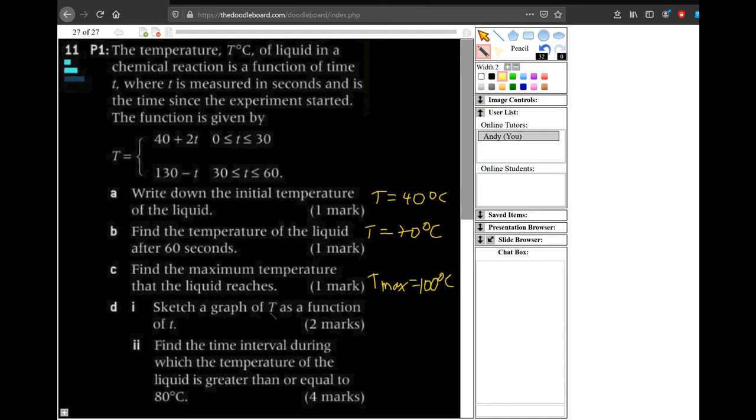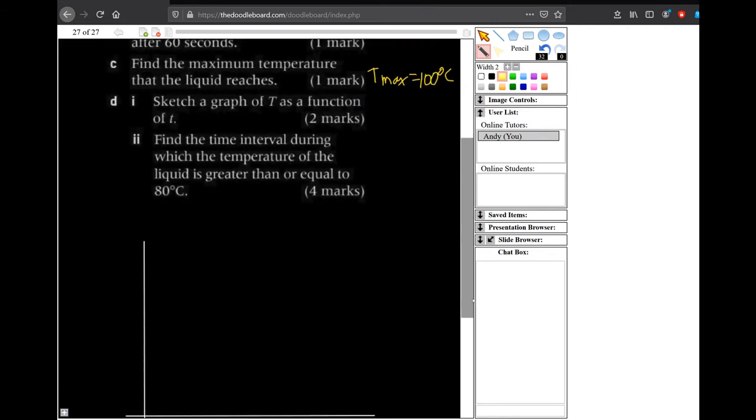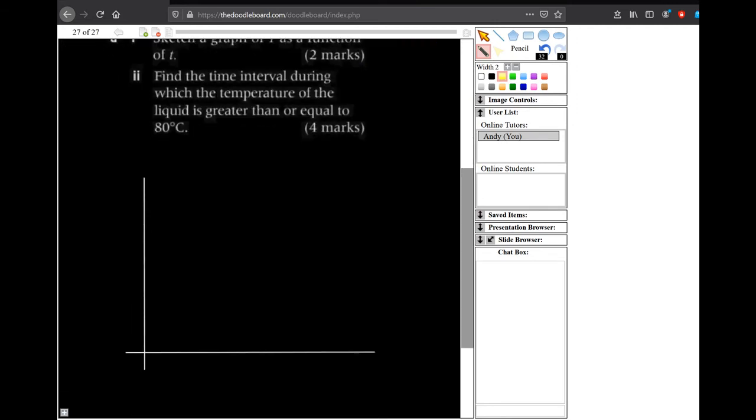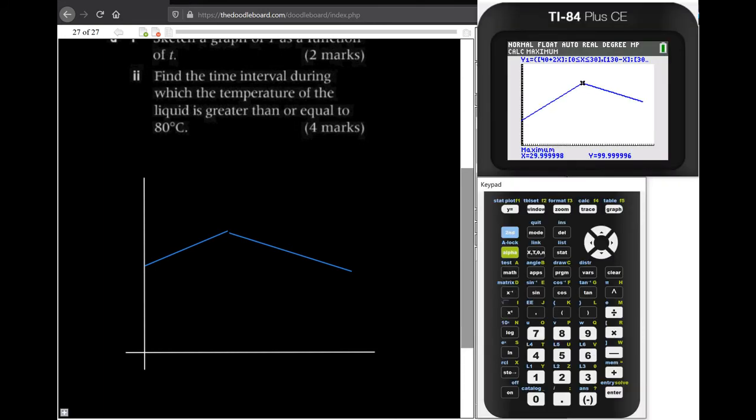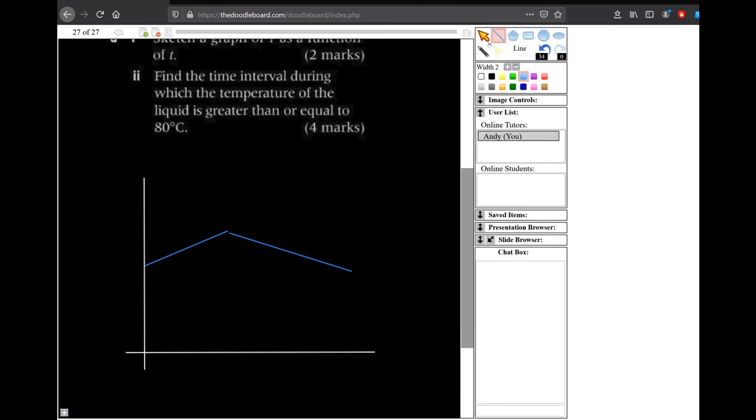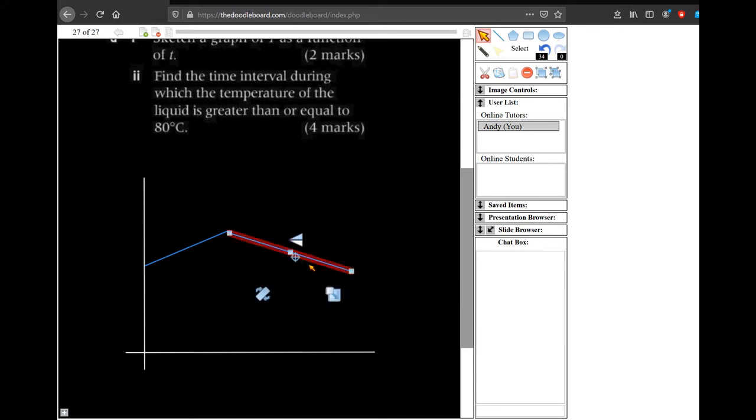Okay, then it says sketch the graph of T as a function of t. Now that should be trivial because I can just basically copy what I've got. So I saw that my graph went up like that and then it came down like that. Actually that's not quite right. That one should be higher up there. Let's move that one over a bit. Sort of more like that.